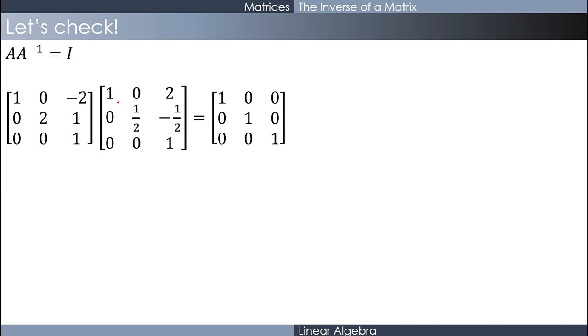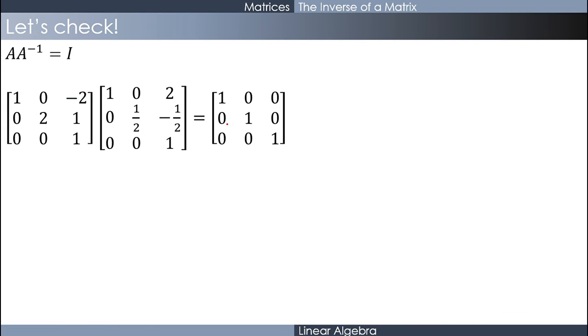You can check this. If we multiply 1 times 1 and this 2, and add their products, then we get 1. And you can check that too. If we multiply 0 to 1, 1 half to 0, and 0 to negative 2, we get 0. And if we multiply 2 to 1, 1 half of 0, and 1 times negative 2, we get zeros. If we add their products, we get zeros.